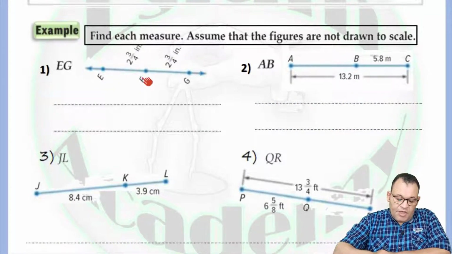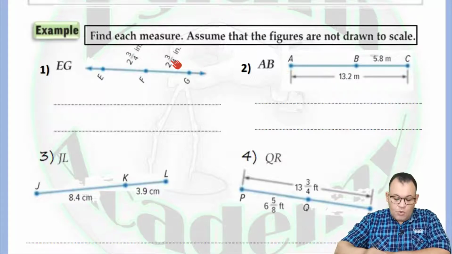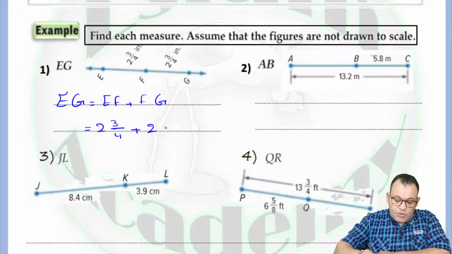Suppose that we have EF equal to 2 and 3 over 4, and FG equal to 2 and 3 over 4. We need to find EG. How can we find it? To find the length of EG, it will be equal to EF plus FG. By using substitution, EF is 2 and 3 over 4, plus FG, which is 2 and 3 over 4. By adding the two numbers, you will find that it equals 5 and 1 over 2.